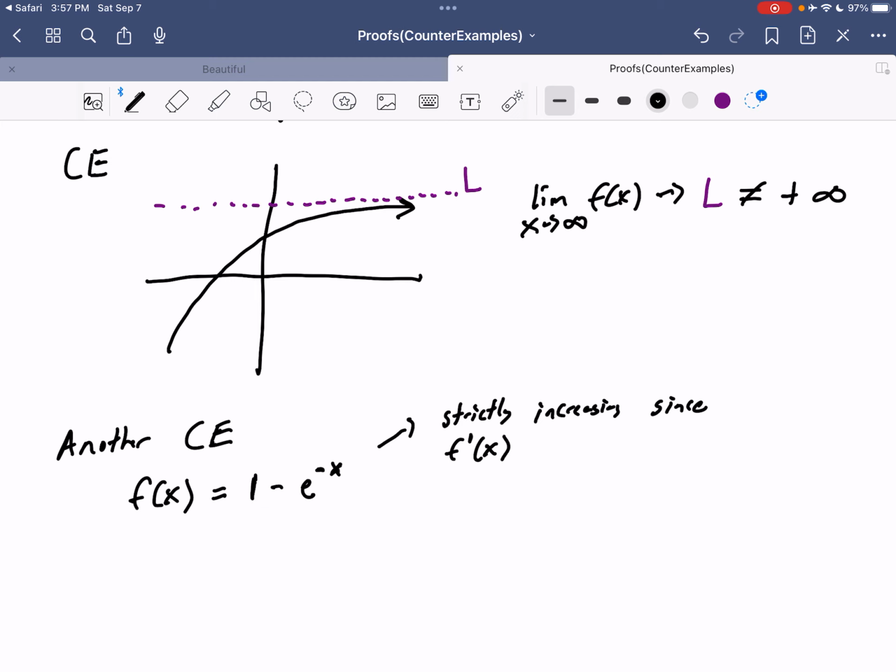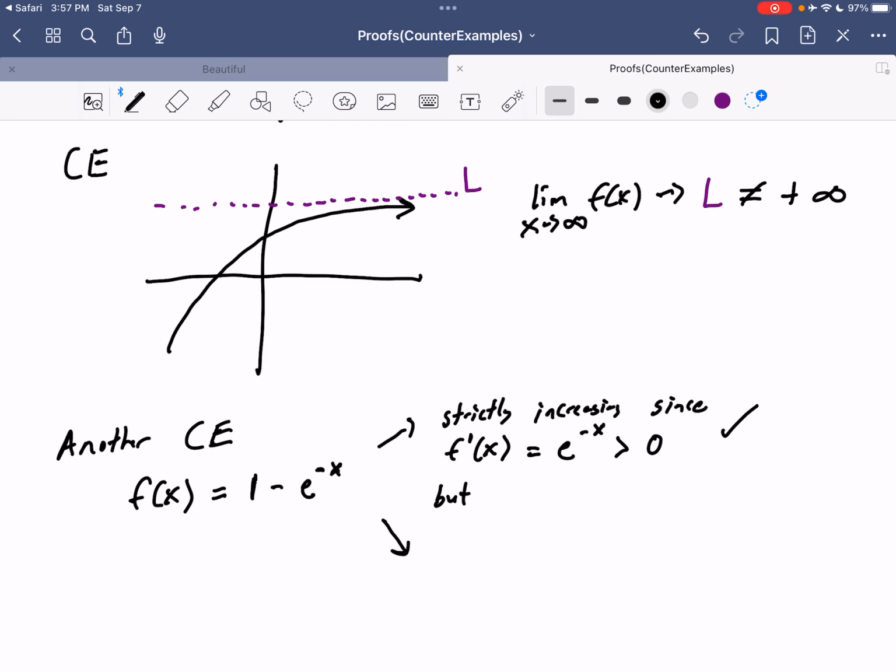F prime of x here is e to the negative x. And notice the exponential function, no matter what exponent you put into it, is always positive. So this is always greater than 0, so your derivative is always positive. That means you are strictly increasing. Okay, so it's strictly increasing.